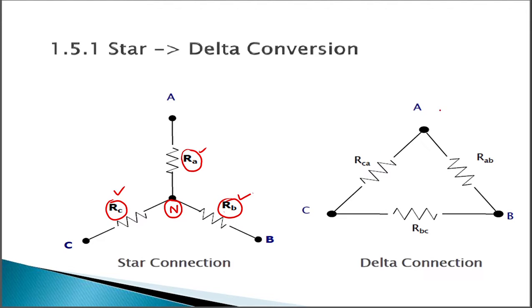But for the delta connection, the connection is between two phases, right? Phase A and phase C have their effect on this resistance, so it is represented by RCA. Similarly, we represent the others as RBC and RAB. We take this suffix on the basis of the phases that these resistances connect.